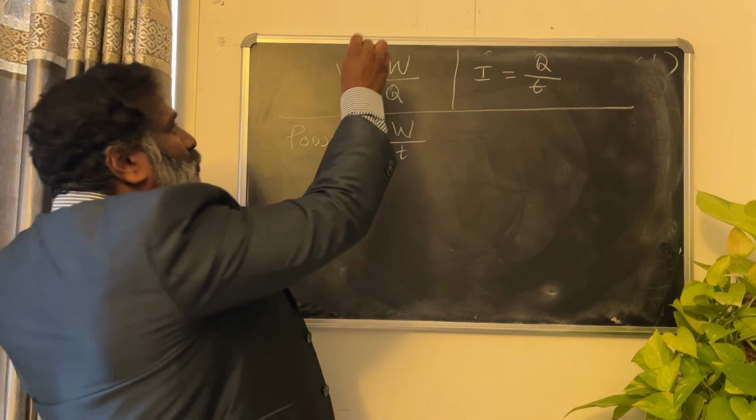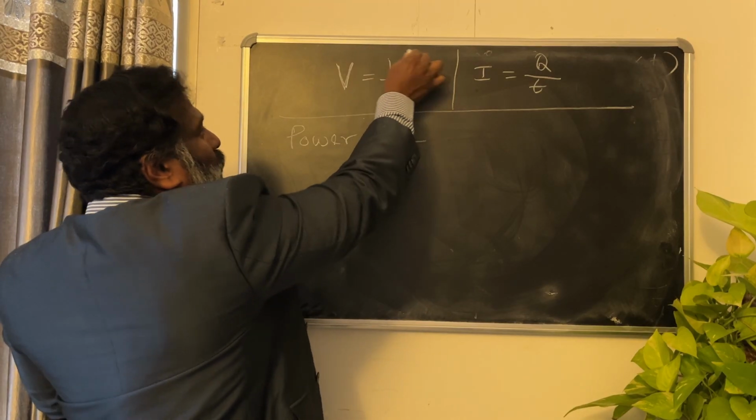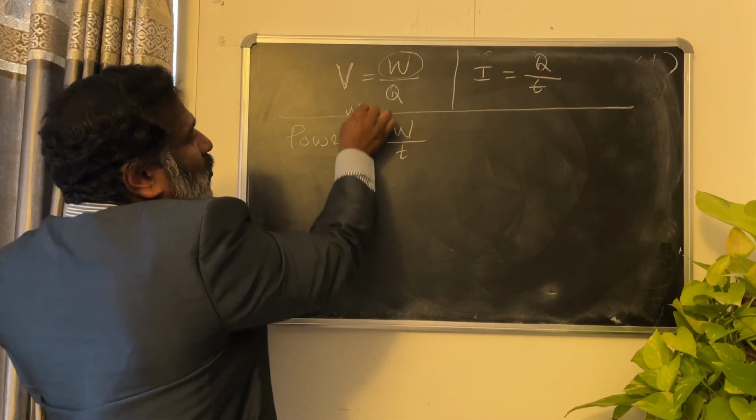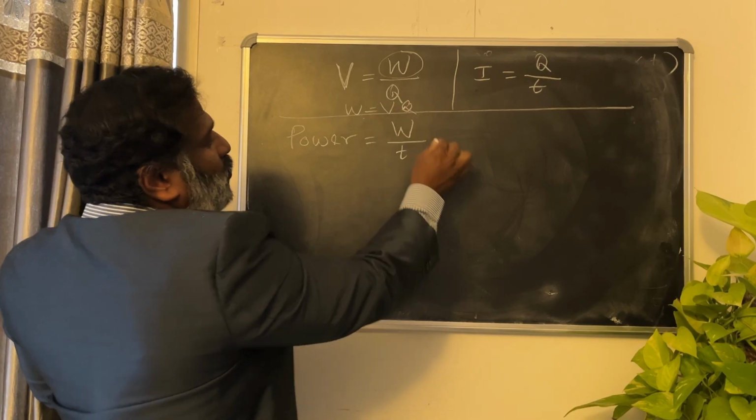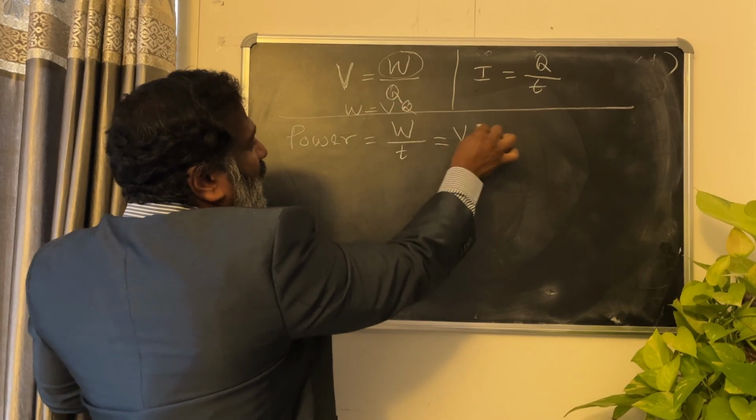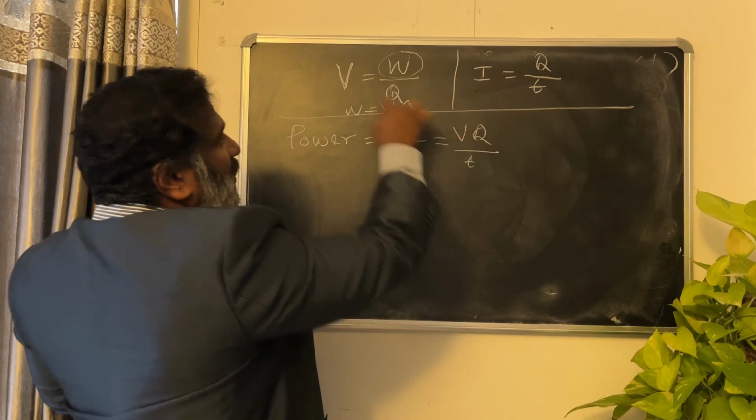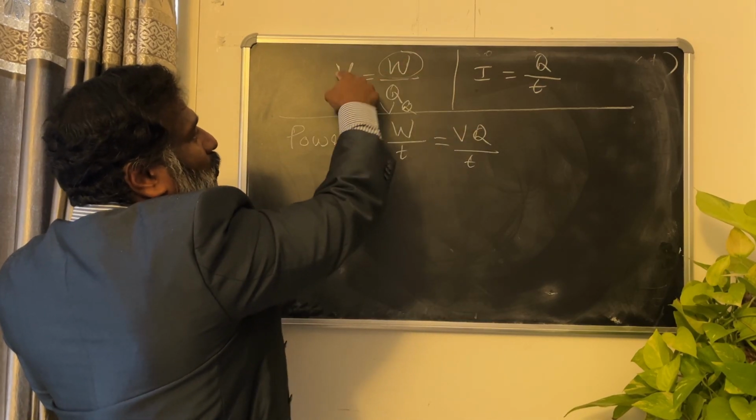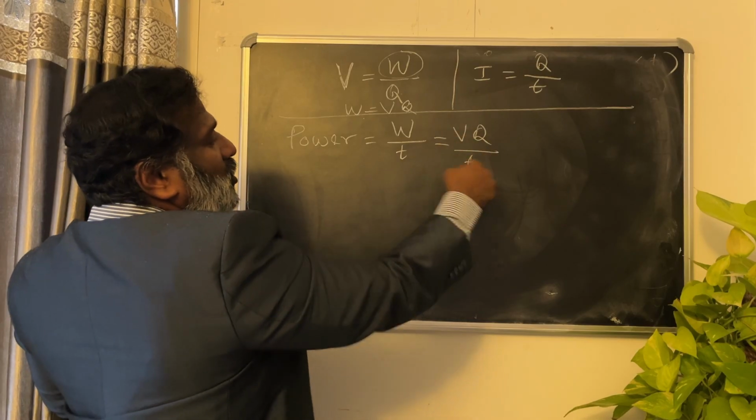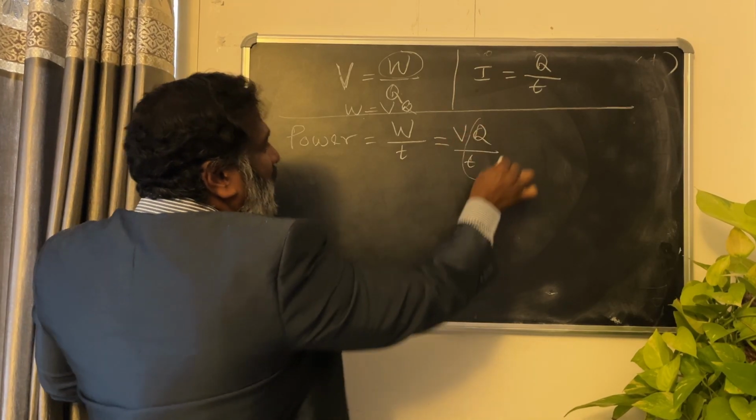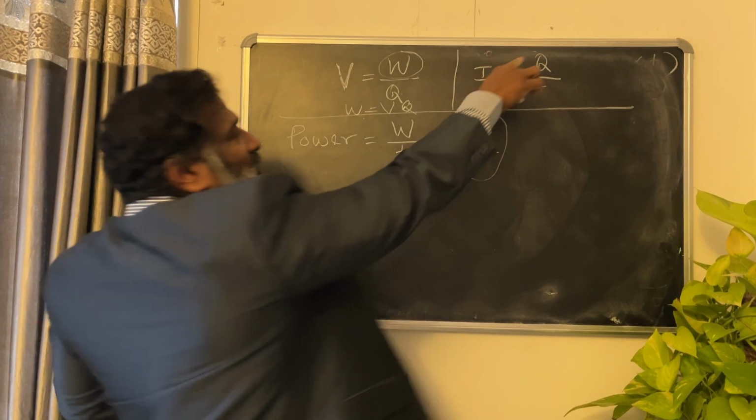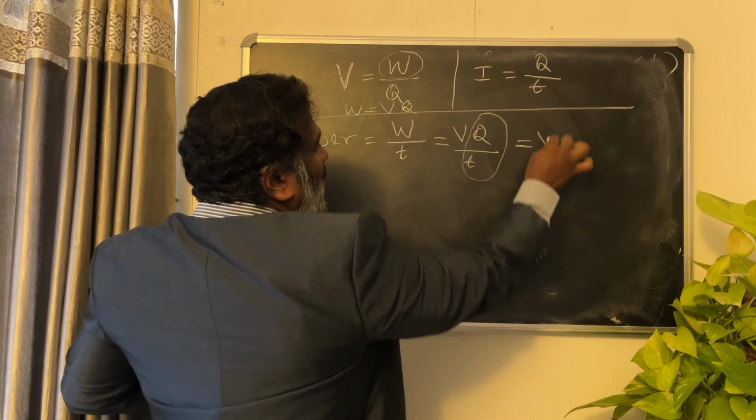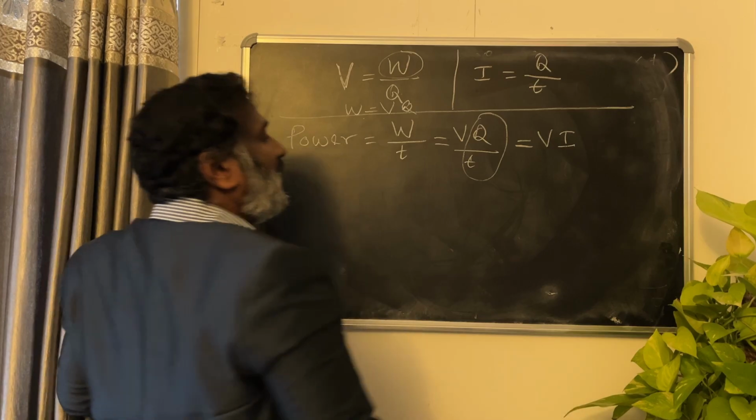So using this equation, if you want work done, how will you find work done? Take this to the other side. W equal to V into Q. So instead of W, substitute V into Q, from the equation for voltage, work done by charge. So work done equal to voltage into charge. So voltage into charge by time. What is this? Q by T, current. So electrical power is the product of voltage and current.